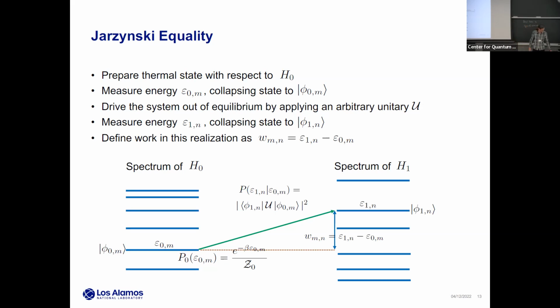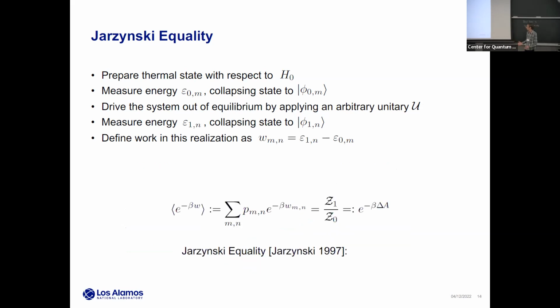That's the definition of work. And Jarzynski equality states that if we average over the exponentiated work, e to the minus beta work, that gives us the ratio of the partition functions of the two thermal states, H0 and H1. Or in other words, it gives us this exponential of the free energy difference.